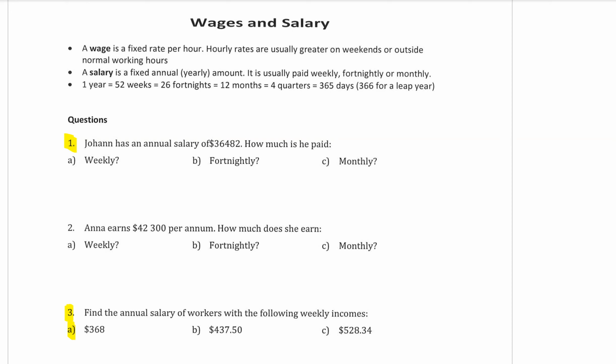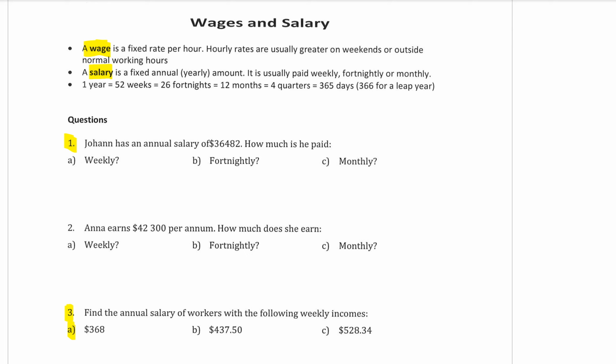On finance, and we're going to be looking at wages and salaries. So let's work out what each of those things are. Now, a wage is a fixed rate per hour. So hourly rates are usually greater on weekends or outside normal working hours. A salary is a fixed amount that you earn per year. It is usually paid weekly, fortnightly, or monthly.